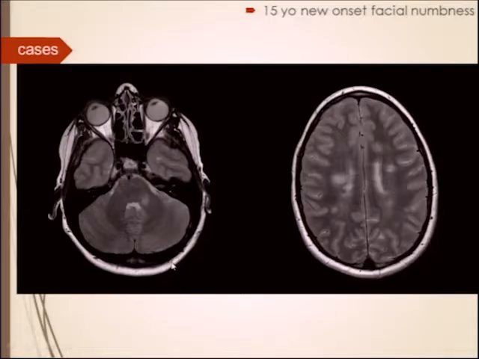This is a 15-year-old where the nuclear portion of the nerve was more involved, and who presented with new onset facial numbness. He has findings consistent with multiple sclerosis, but he had a new lesion along the course of the trigeminal nucleus that lives just lateral to the facial colliculus.